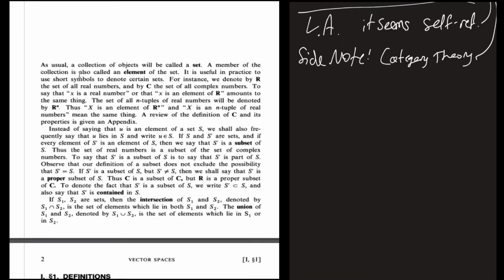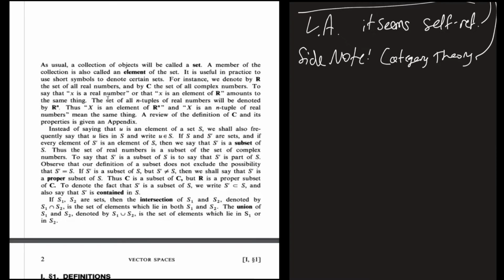Okay, so we're just introducing set theory. It is useful in practice to use short symbols to denote certain sets. Okay, what does short symbols mean? I don't really know. So for instance, we denote by R the set of all real numbers and C the set of all complex numbers. So I guess short just means symbols. I don't know why he added the adjective short relative to the definition, I guess.